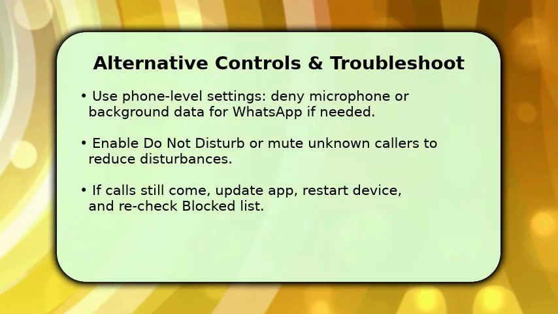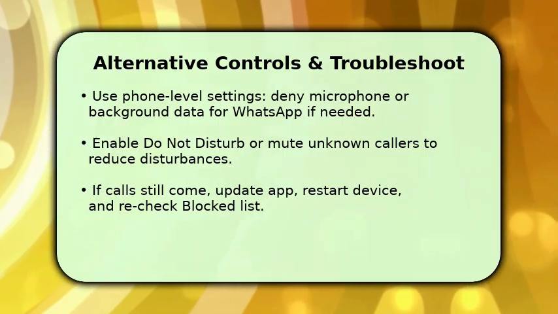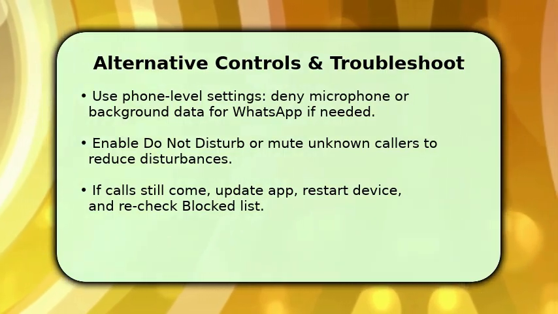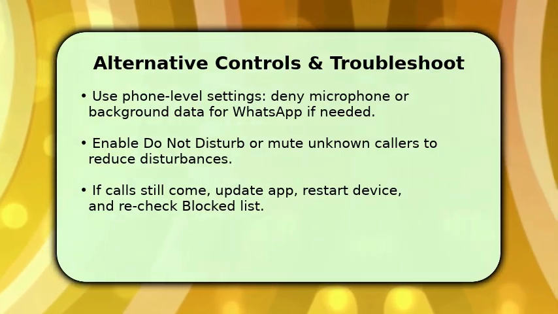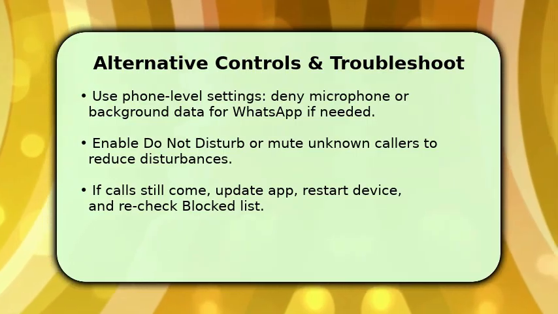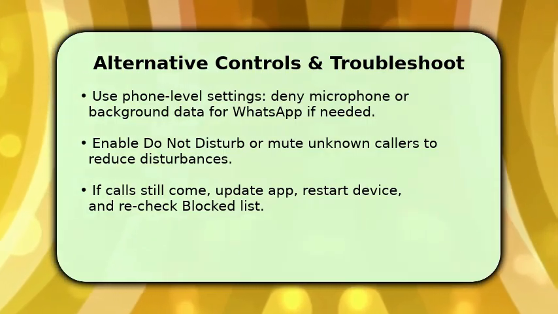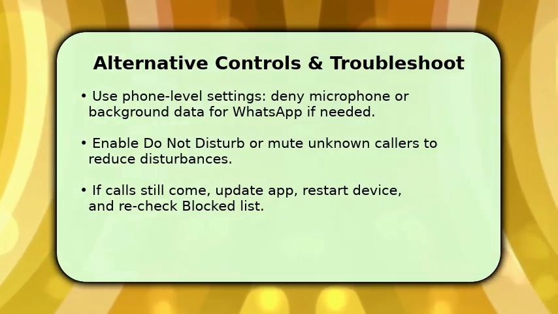If a blocked contact still reaches you, update WhatsApp and restart your phone, then reopen Privacy, Blocked Contacts to confirm they remain listed. If problems persist, remove and re-add the block. That refresh often resolves sync glitches between WhatsApp and your contact list.